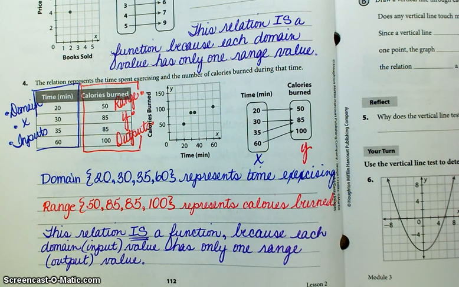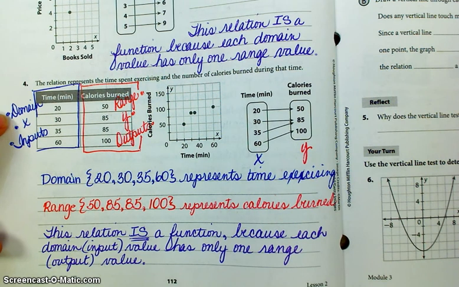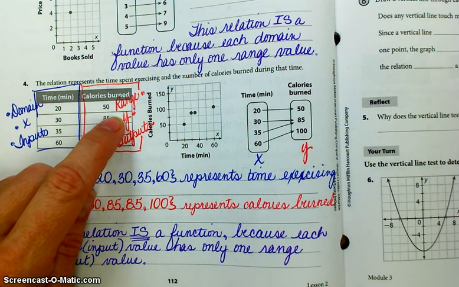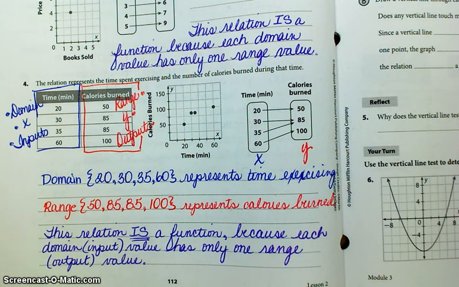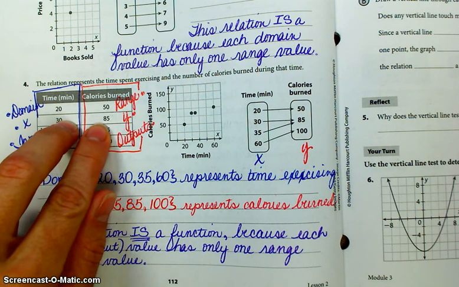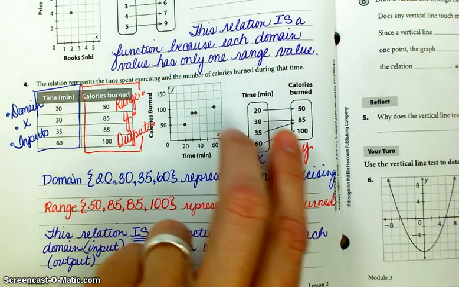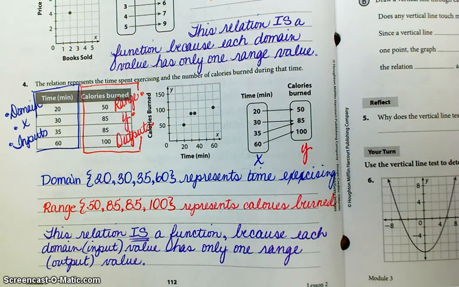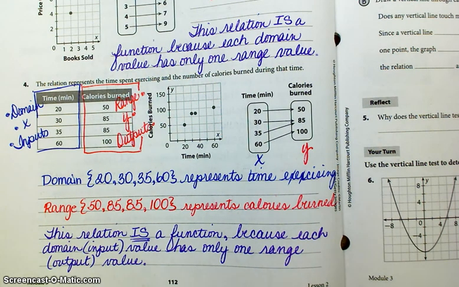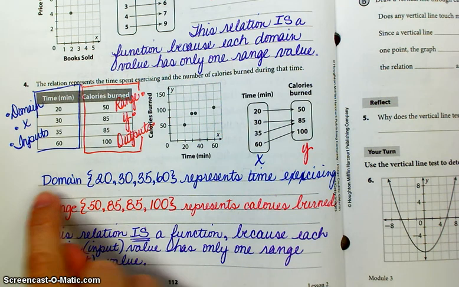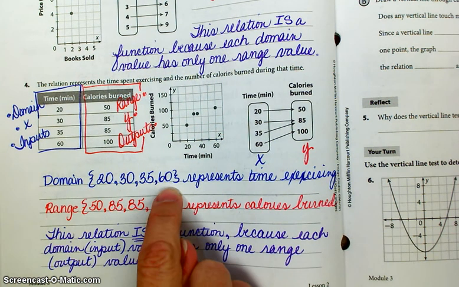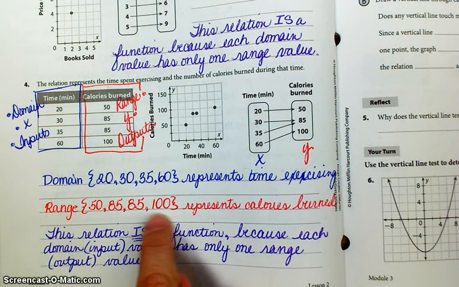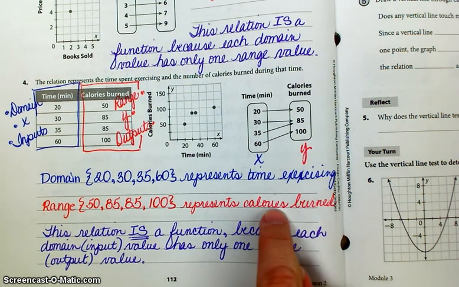Okay, so I've marked it up, just reminding you that time is your domain. It's your x values. It's your input values. Calories burned is your range or your y values or your output values. We can represent them as ordered pairs. We can represent them in a table. We can represent them in a graph. We can represent them in, what's it called? I don't remember. Sorry about my brain cramp. A mapping diagram. Okay, then I'm going to list domain. Here are my input numbers. My domain represents time exercising. My range, here are my range numbers or my outputs, and it represents the calories burned.